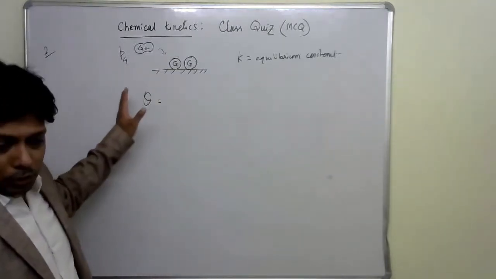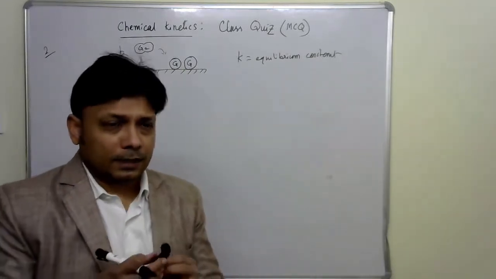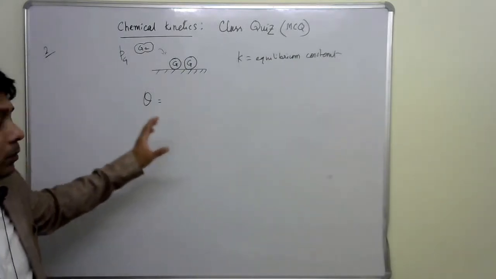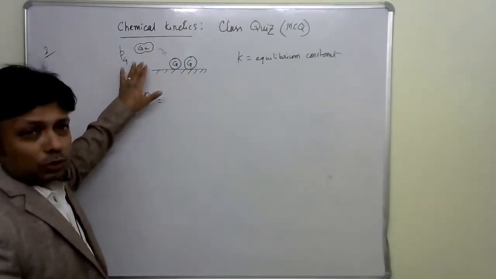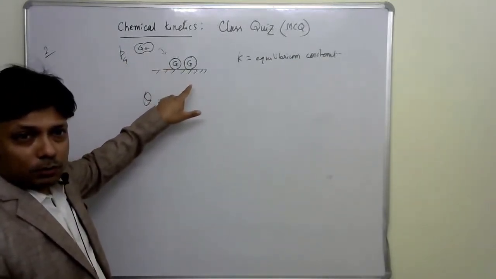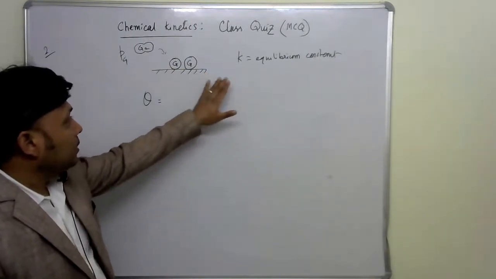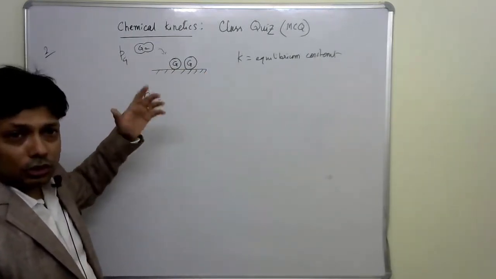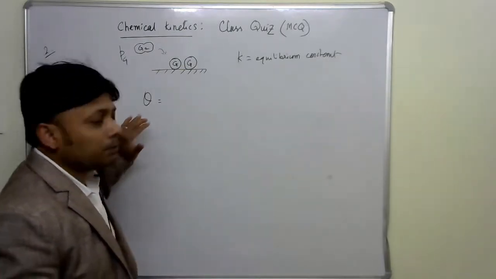So question number 2 tells the same problem that we have solved a while ago, that a gas G2 gets dissociatively adsorbed into two G atoms. K is the equilibrium constant and Pg is the partial pressure of the gas G2, which is measured. So what would be the expression for theta?